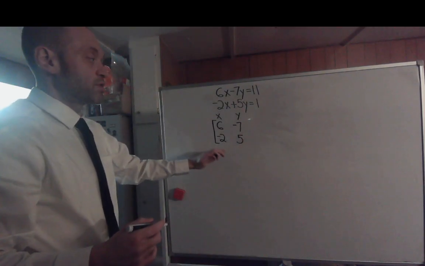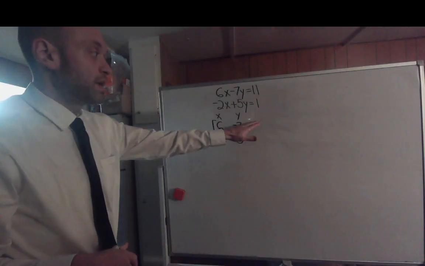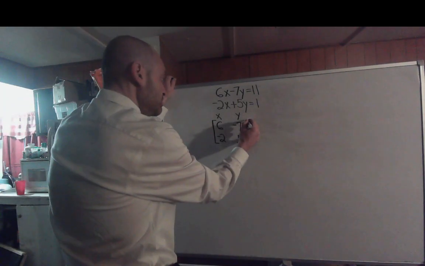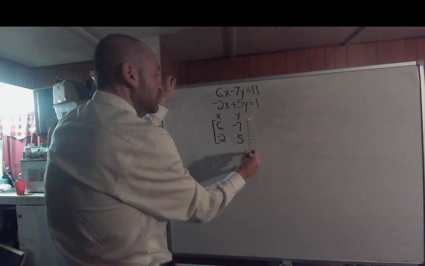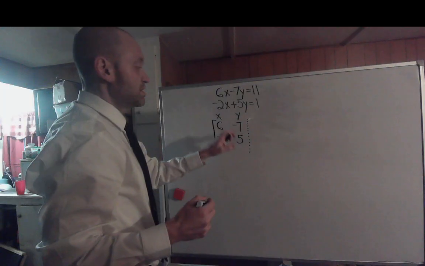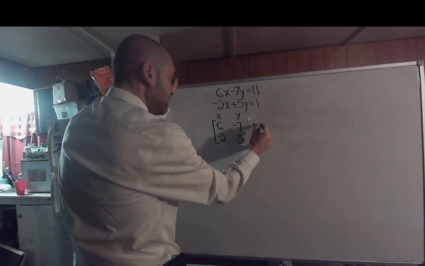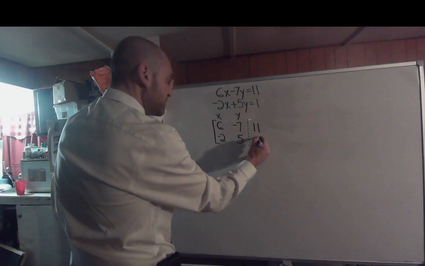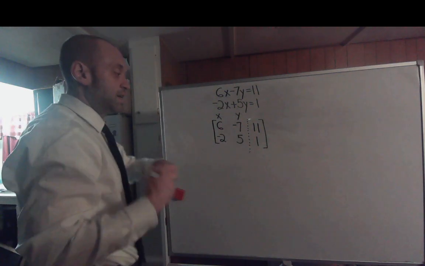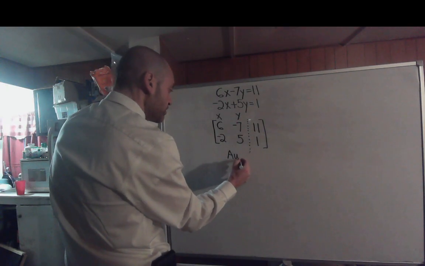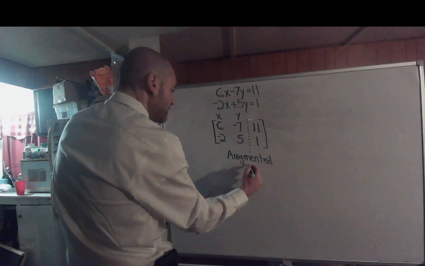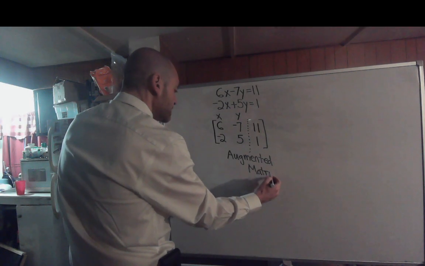So far you've set up your coefficients, but now this is where we get into dealing with what's to the right of the equal sign. What you're going to do is put a dotted line, that'll denote the equal sign, and then in each of the rows you'll put what's to the right of the equal sign. So to the right of 6, negative 7 is that 11, to the right of negative 2, 5 is 1. Whenever you see a matrix with this dotted line, this is what's called an augmented matrix.